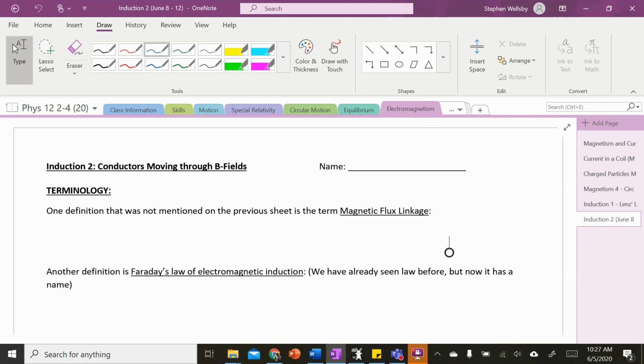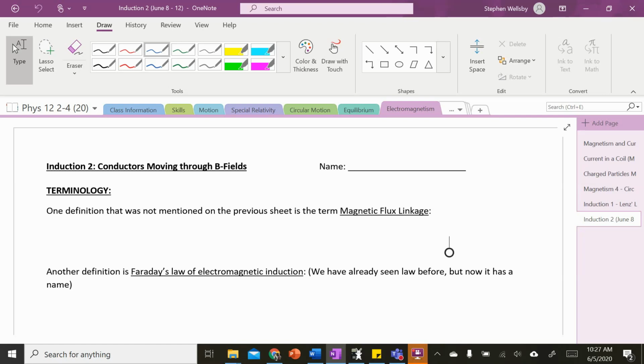All right, welcome back, Physics 12, to our last video on induction for the year. So I'm going to start out with a few definitions. We kind of danced around the topic a bit, talked about the idea, but haven't really given these some formal names. So a couple of formal names I'm going to give you, one is something called magnetic flux linkage.